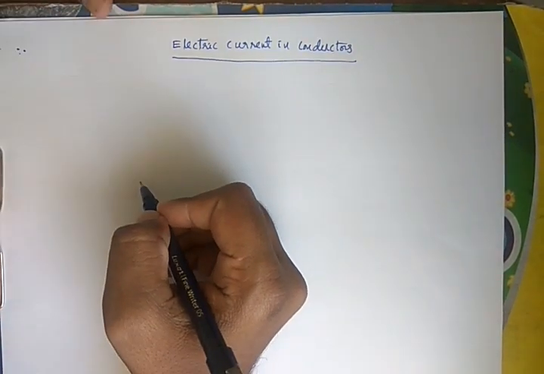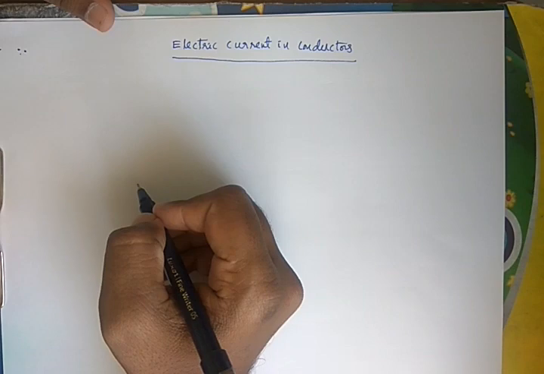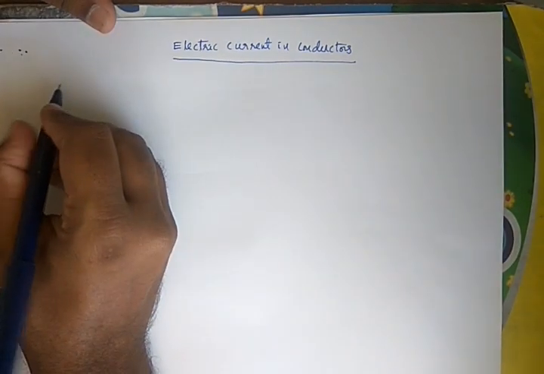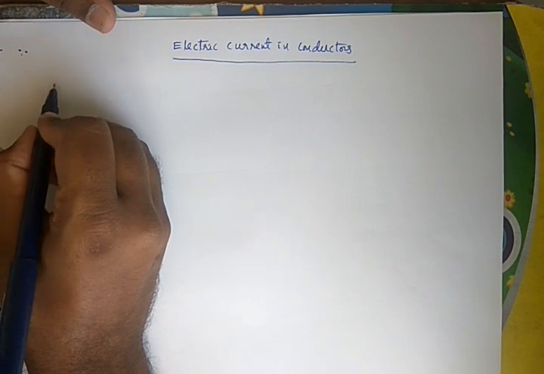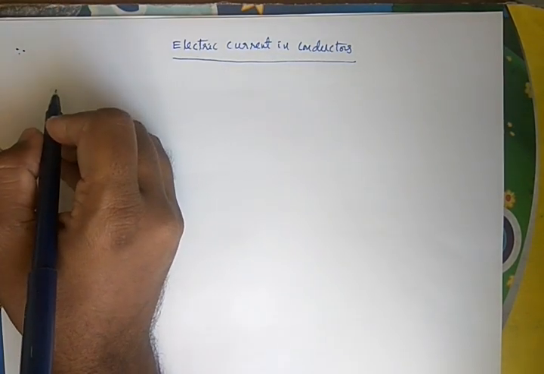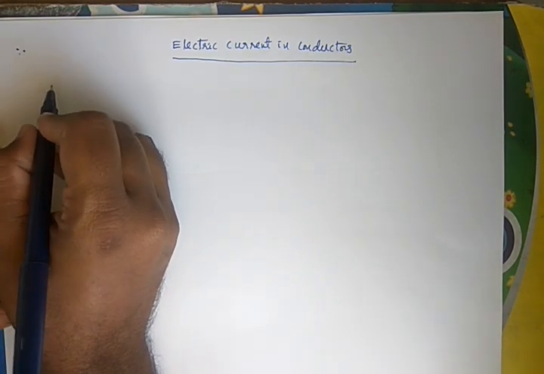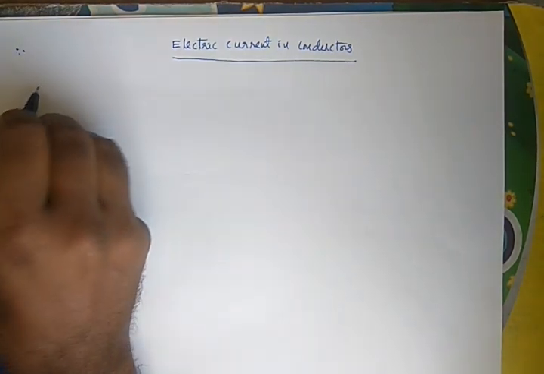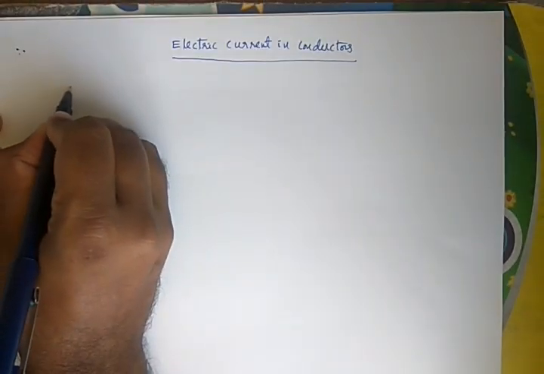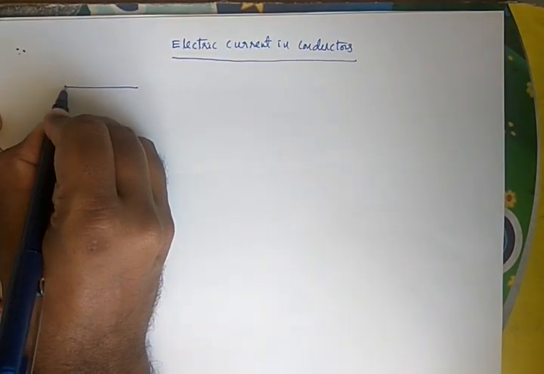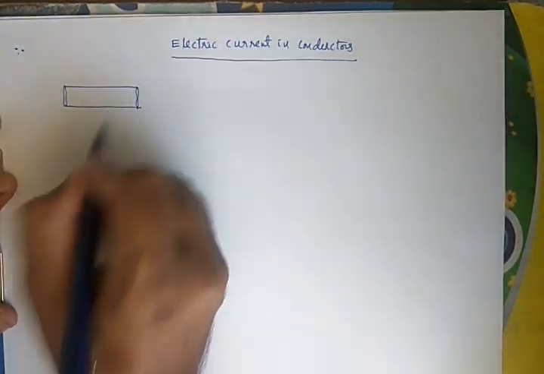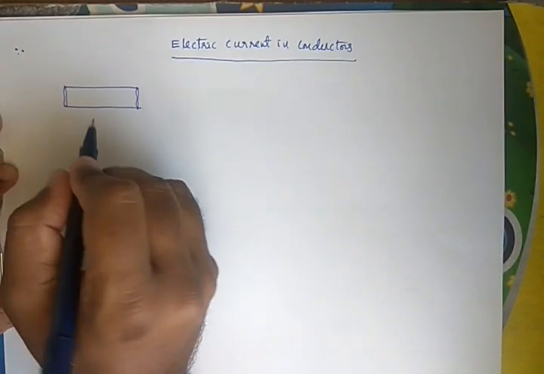So in the previous chapter we have studied charges at rest. In this chapter we will study moving charges. Moving charges constitute current. So you can consider any metal, let us take a metal in the form of a cylinder. So this is the cylinder.